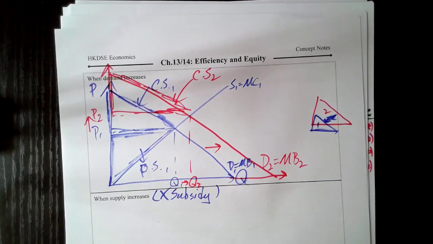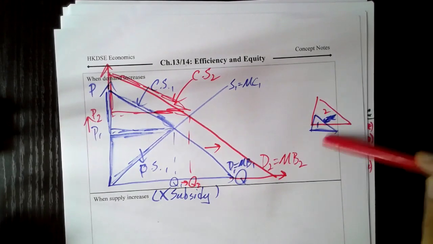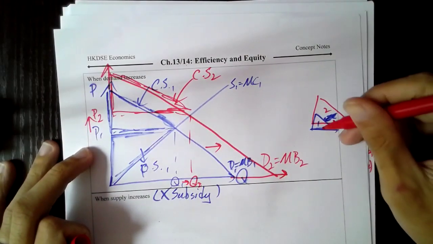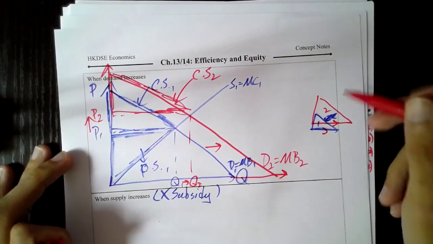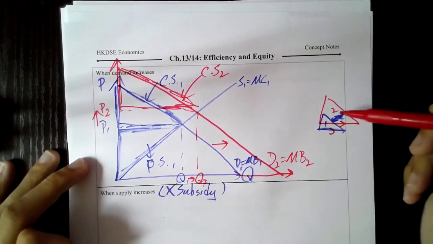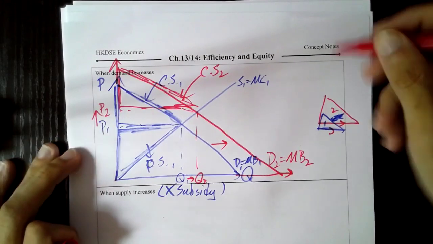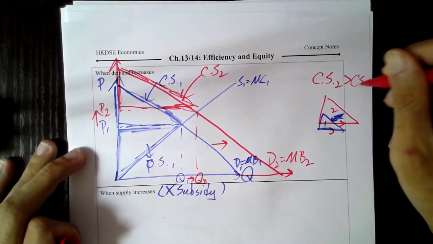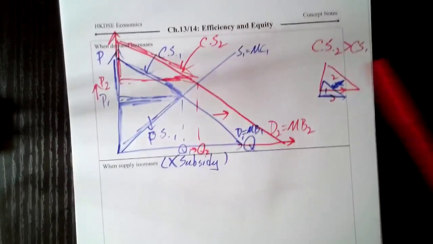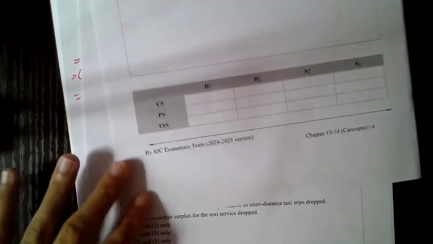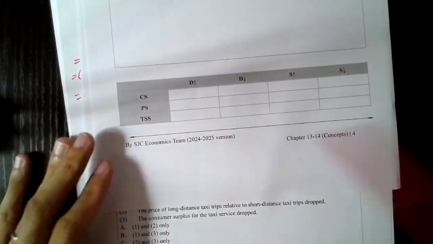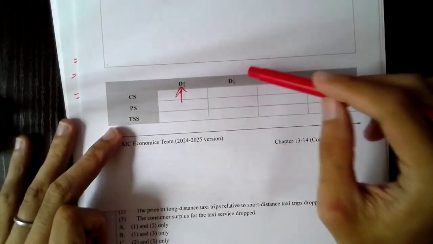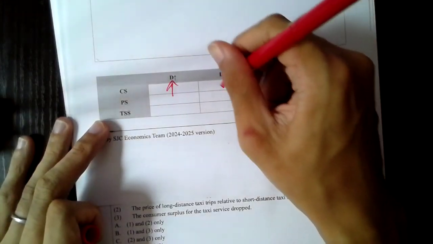Which one is bigger? No overlapping. How do I know which one is bigger? By virtue of them being parallel, I think you should know that they are similar triangles. So by ratio, we know that CS2 should be larger than CS1. So here we can see when demand increases, consumer surplus would increase. Of course, it means when demand decreases, consumer surplus would decrease.